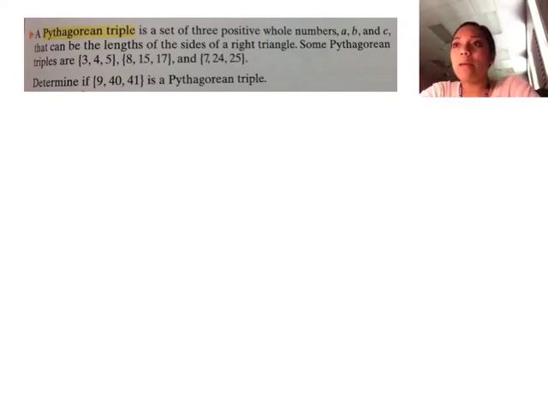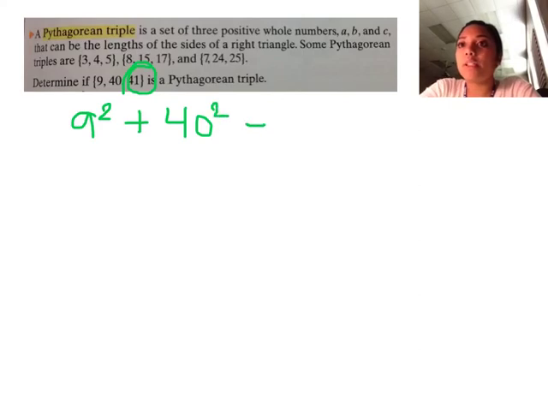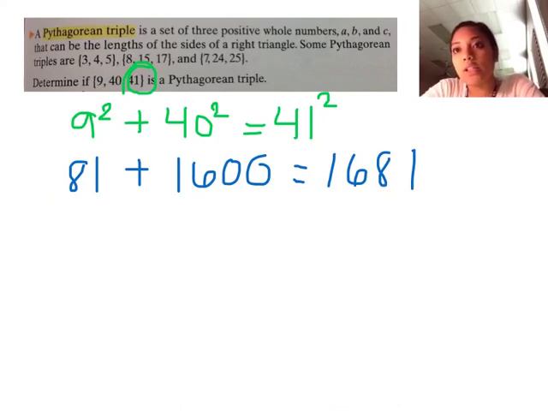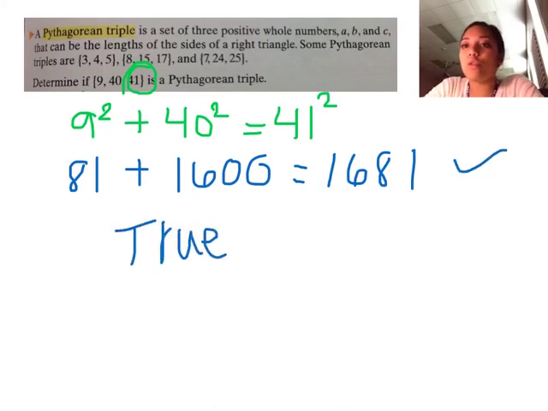How do you know which one's A, B, or C? Well, C is always going to be your largest number. So you can just plug in your two smaller numbers as A or B, but C is the only one that matters what order it goes in. So now I need to know if this is true. 9 squared is 81, plus 40 squared is 1600, equals 41 squared, which is 1681. Is 1600 plus 81 equal to 1681? Yes. So true. This is a Pythagorean triple.